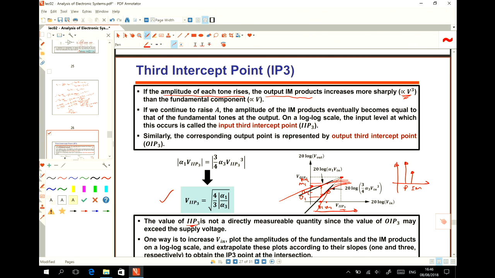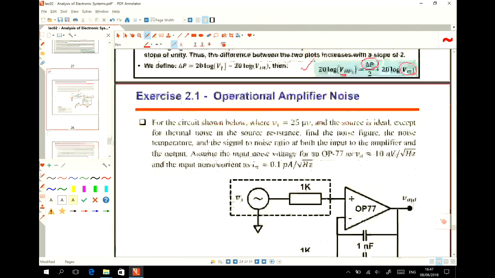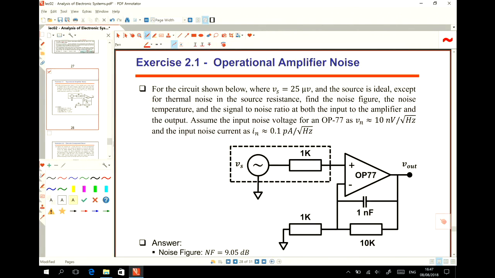This is because the VOIP3 is much greater than the VCC. Usually it's like that. Actually, VOIP3 is more than VCC because the output cannot go beyond the VCC. But VOIP3 is greater than VCC, usually in most of the amplifiers. Okay, questions?